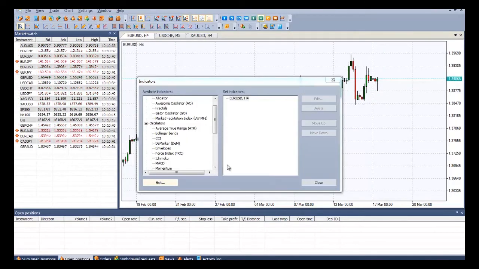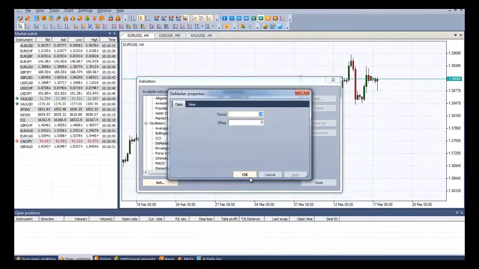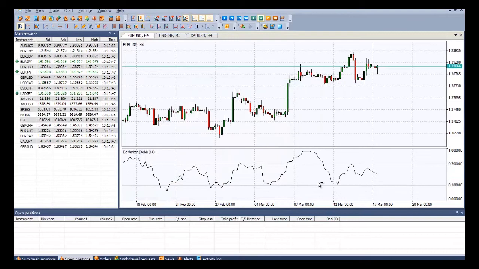Following the CCI, we have the DeMark indicator. Select it, click Set, OK, and there it appears. This indicator was introduced by Tom DeMark as a tool to identify emerging buying and selling opportunities. It demonstrates the price depletion phases, which usually correspond with the price highs and bottoms. The DeMark indicator proved to be efficient at identifying trend breakdowns as well as spotting intraday entry and exit points.